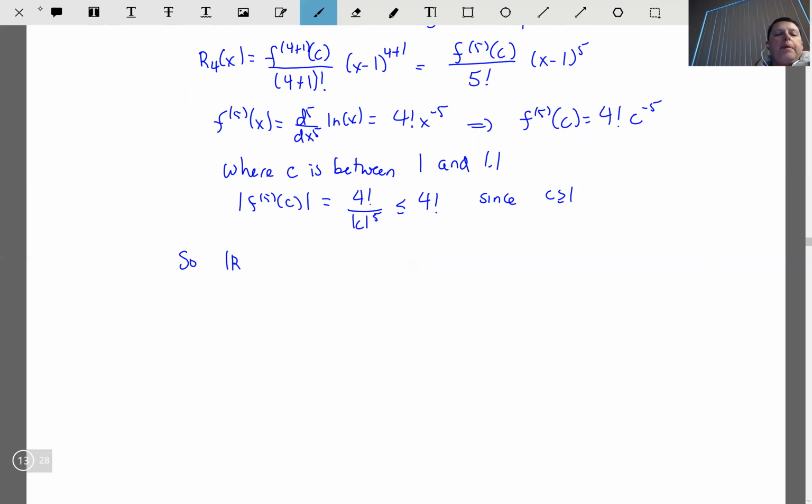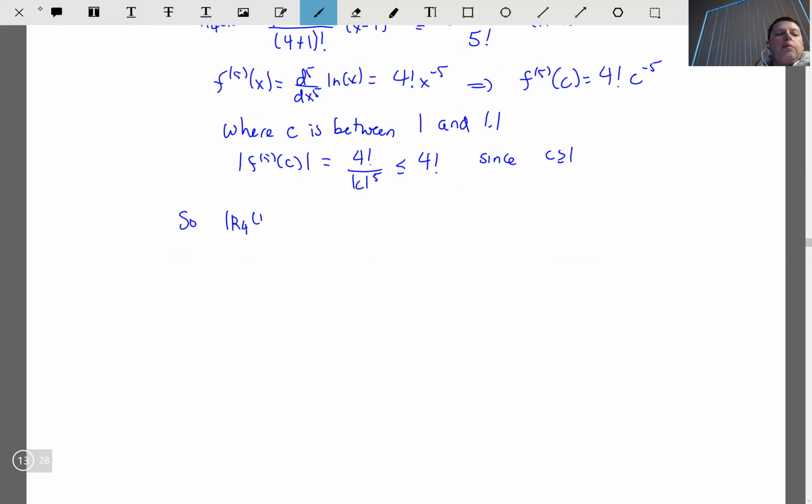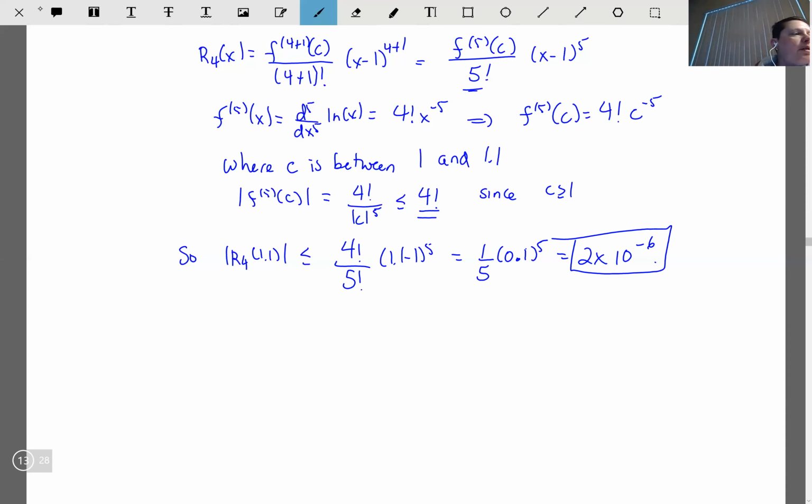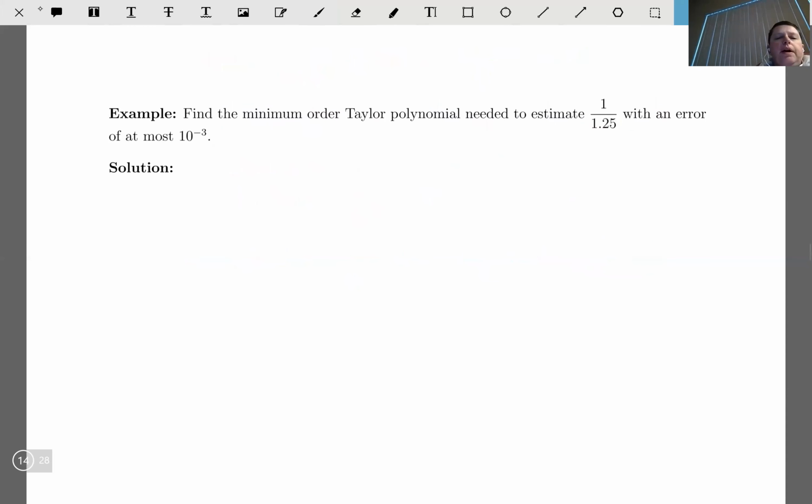Okay, so a bound on my remainder, since x is equal to 1.1, that's where we were doing it, is going to be less than or equal to 4 factorial from this guy here, divided by 5 factorial, that's just copying our formula, and then 1.1 minus 1 to the 5th. And so this is actually 1/5 times 0.1 to the 5th, which is equal to 2 times 10 to the negative 6. And so that is our remainder approximation. And I have one more example, so I guess that's going to make this the video from heck. So I apologize for that.